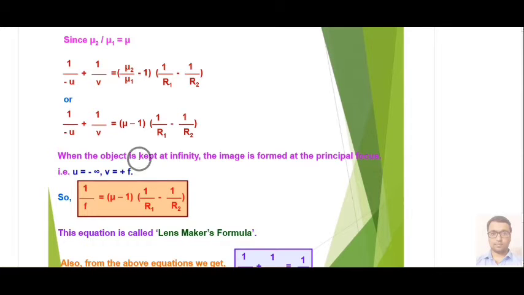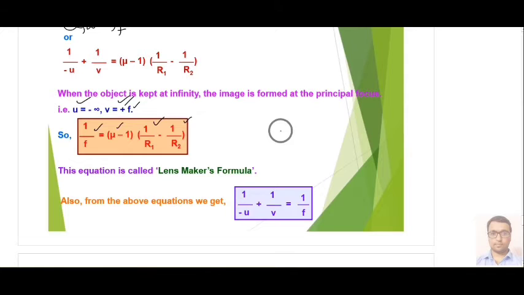Now here, if your object is considered at infinity, then we know that the image is formed at focus. So here the object u value will be infinity, and instead of v we can write focus point. So we will get 1 by f equals (mu minus 1) into (1 by R1 minus 1 by R2), and this formula is called the Lensmaker formula. We can also write from here that 1 by v minus 1 by u equals 1 by f. This is called your thin lens formula.